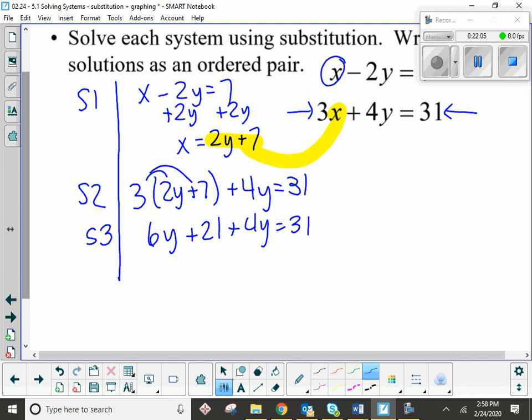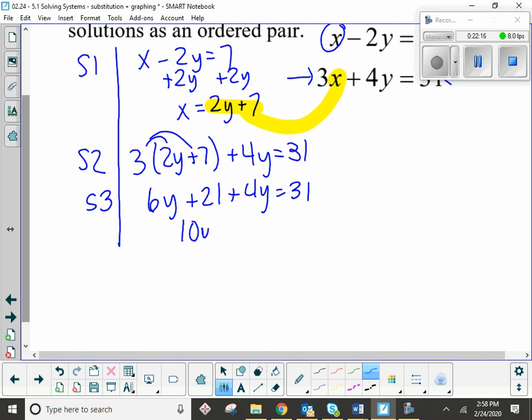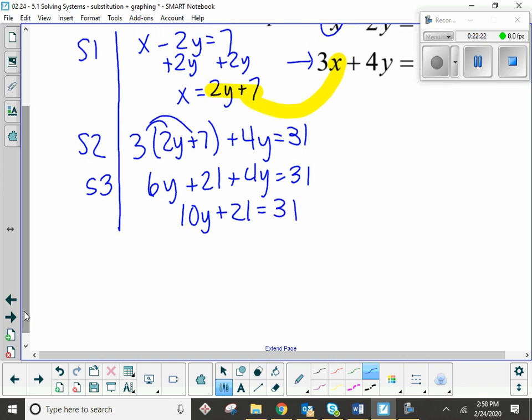And then what can I do next on that left-hand side? Add the y's, right? Combine your like terms. So that's 10y plus 21 equals 31. Subtract 21. 10y equals 10. Divide by 10. Y equals 1. Which is great, but it's only half my answer. So read step 4 to yourself, please.